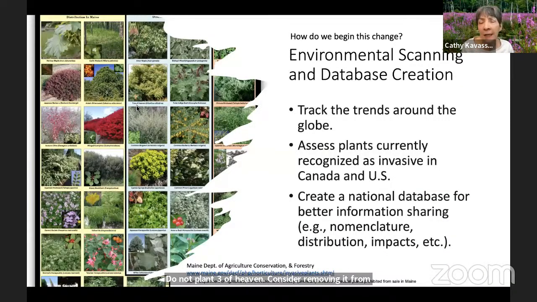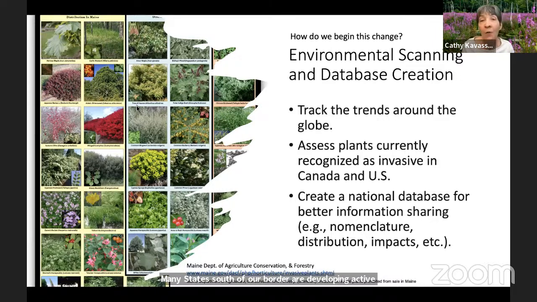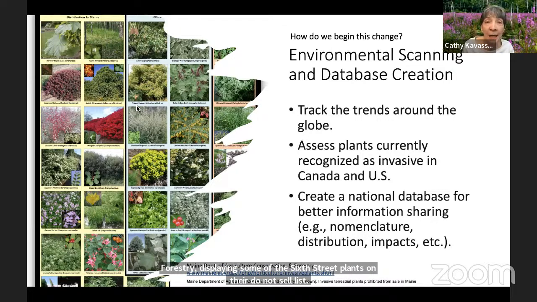To move forward, Canada needs to perform an environmental scan to review trends around the globe and adopt best practices. Many states south of our border are developing active programs to regulate ornamental plants. For instance, on the left is a portion of a poster from the Maine Department of Agriculture and Forestry, displaying some of the 63 plants on their do not sell list. This includes Tree of Heaven and Yellow Flag Iris. Canada needs to begin with those plants and start creating a national database for information sharing.